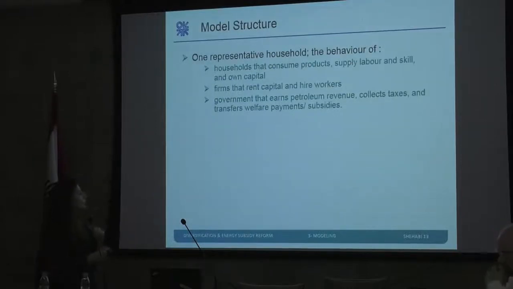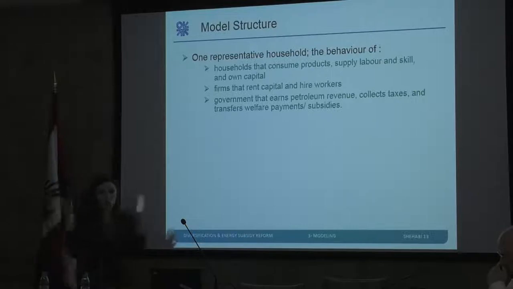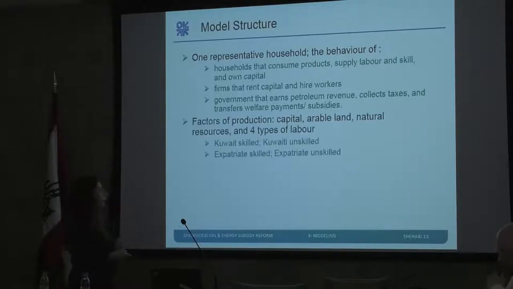In the model, there's one representative household, which basically shows the behavior of one larger household, so people who consume products, supply labor and skill, but also own the capital. And then we also have firms that rent the capital, hire workers and pay them wages. And then we also have the government, which is fully represented here. It captures mostly all revenue, but also can collect taxes and transfer heavy subsidies and welfare payments.